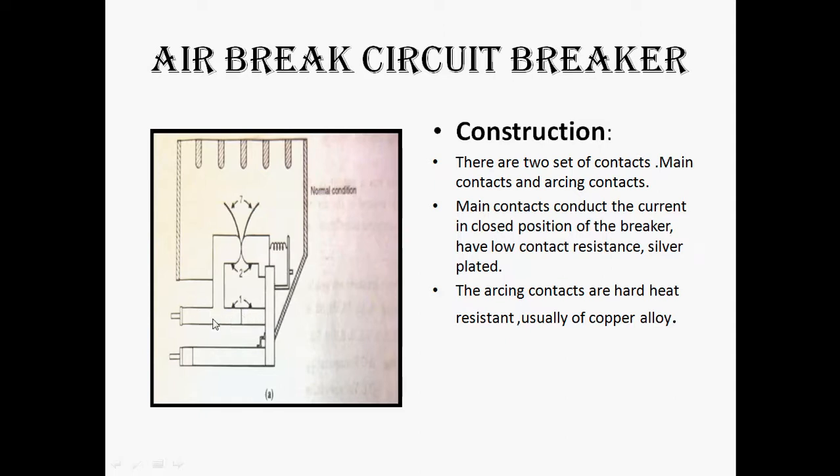These main contacts have low contact resistance and are silver plated, and these arcing contacts are hard and heat resistant, usually of copper alloy, because these arcing contacts are used when the relay gives a signal to the circuit breaker and the contacts are opened. At that time an arc is produced, and to resist that arc we use copper alloy arcing contacts.